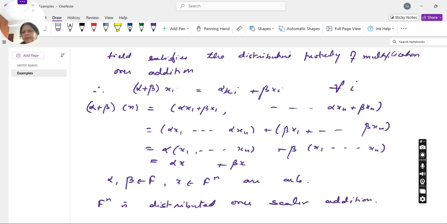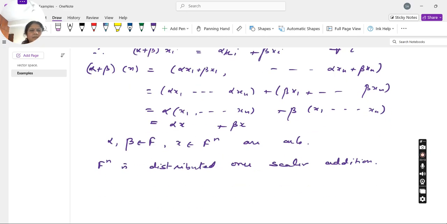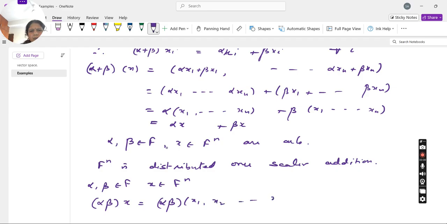Now we are moving to the next property. Alpha, beta again belong to F, and x belongs to n-tuple of F. So then (alpha beta) x is written as (alpha beta)(x1, x2, ..., xn), which is again (alpha beta x1, alpha beta x2, ..., alpha beta xn).